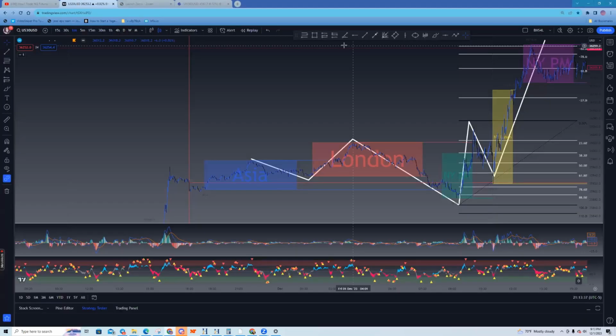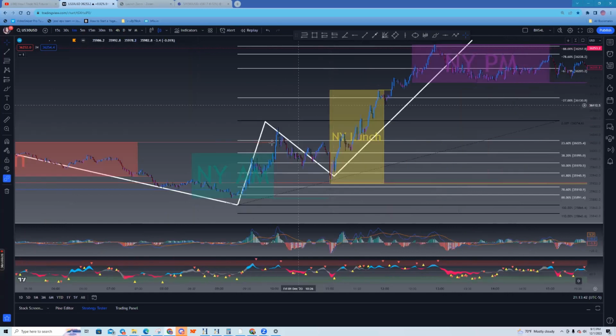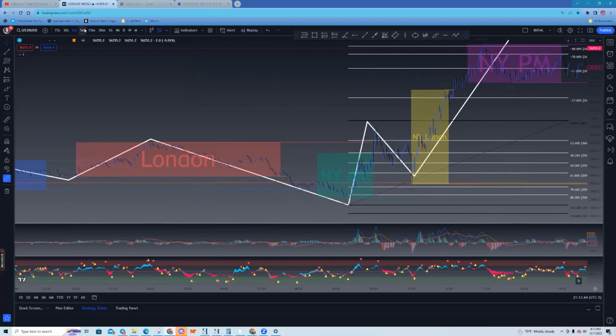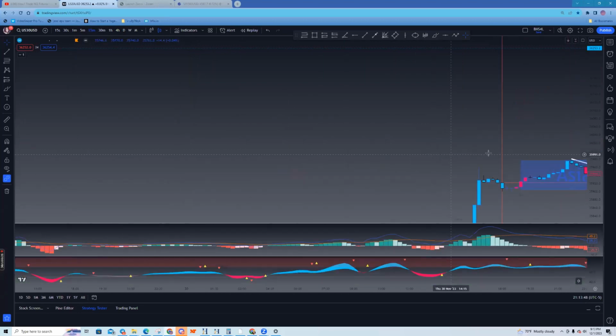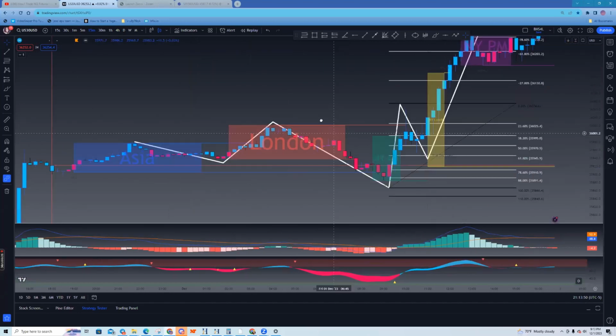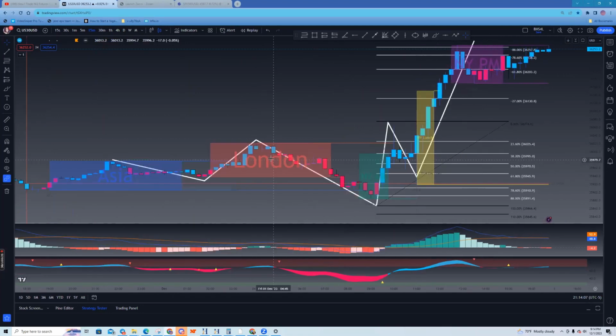So I had drawn this one up already because this was one of the trades that I did take, and I want you guys to kind of see what I was looking for when I took this trade, how I waited for the pullback to happen before I initiated my long on US 30.